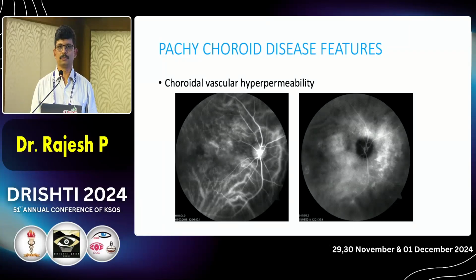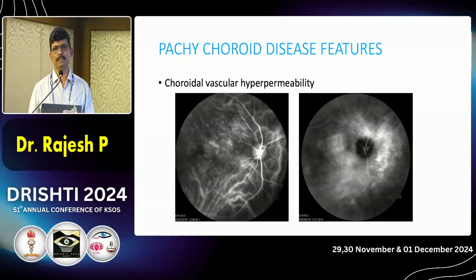Pachychoroid also shows an important feature of choroidal hyperpermeability on ICG. And this is also a result of choriocapillaris ischemia. In the initial phase of the ICG, these areas are seen as hypofluorescent areas, and towards the late phase, these ischemic choriocapillaries start leaking, leading to choroidal vascular hyperpermeability.